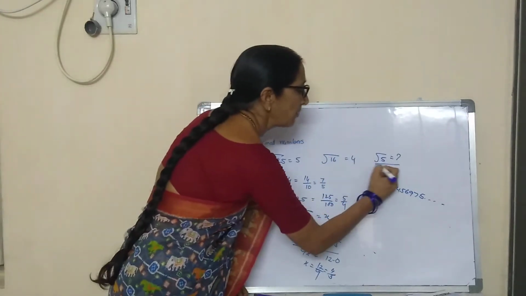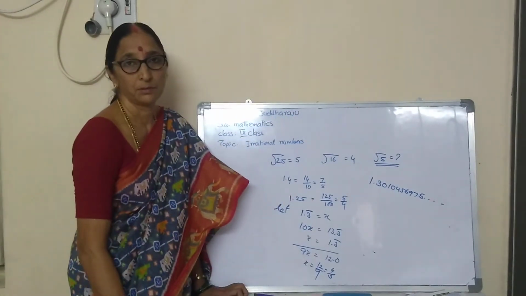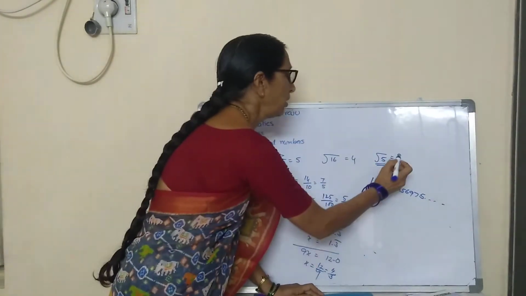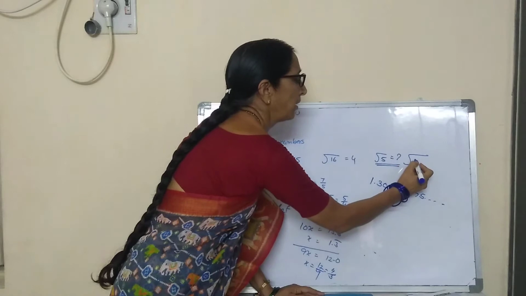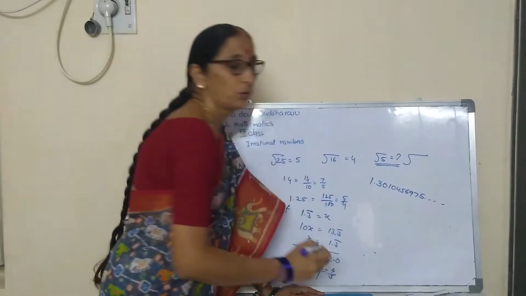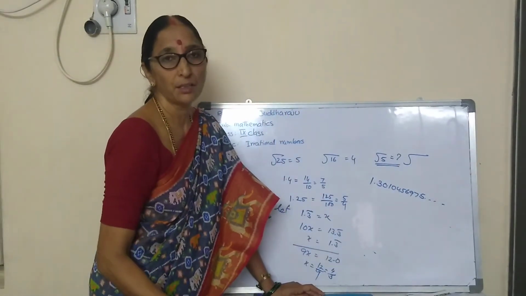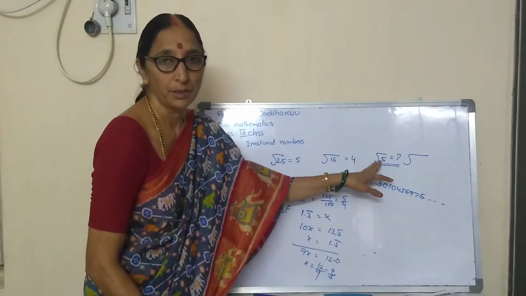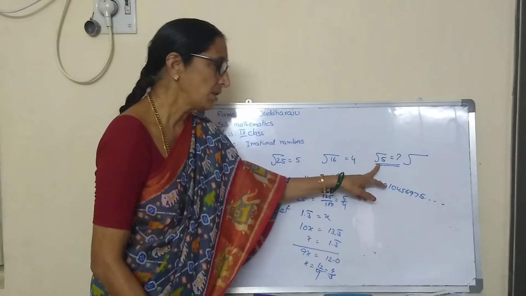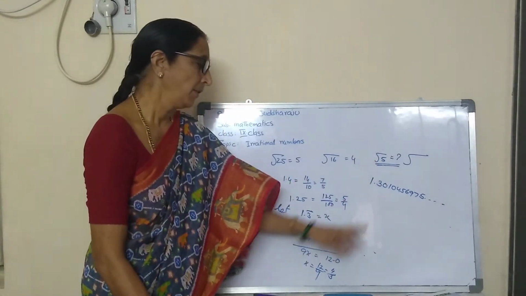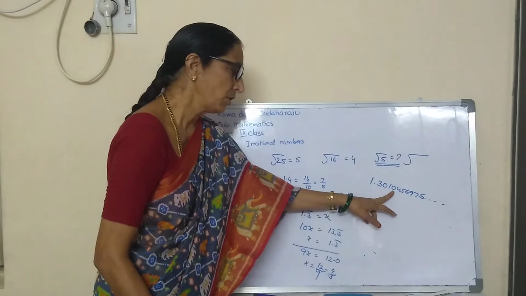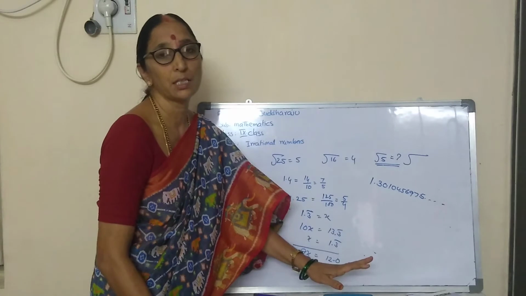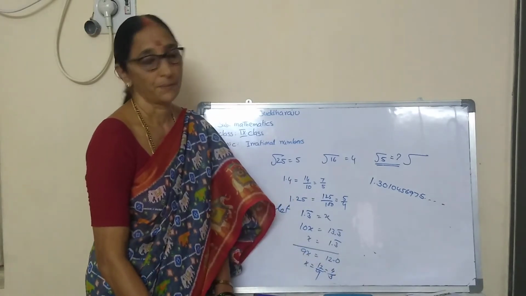Root 5 is also an irrational number. We cannot write 5 as a product of two equal factors. 2 twos are 4, 3 threes are 9. So we cannot write 5 into two equal factors, so root 5 is irrational. 1.3010 etc., non-terminating, non-repeating decimals, are also irrational.